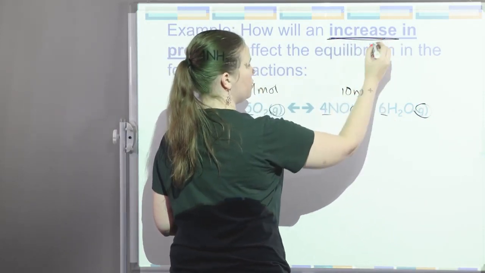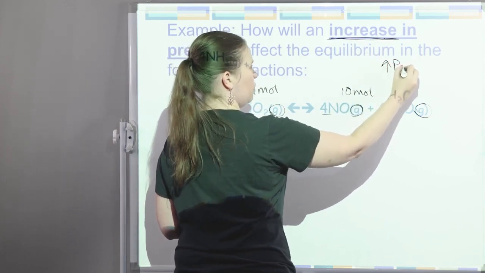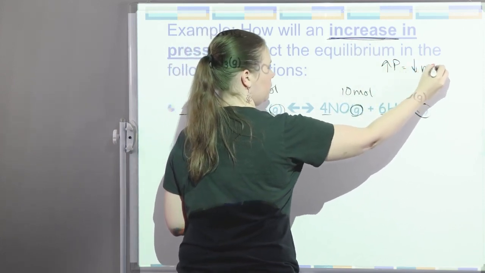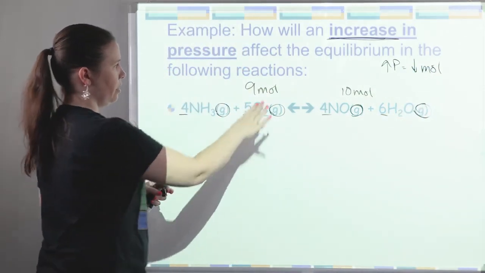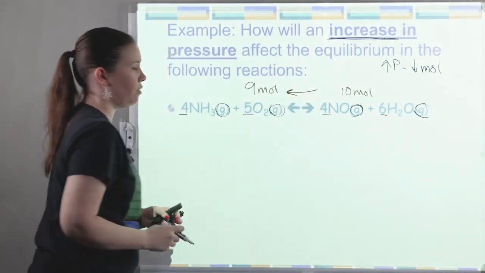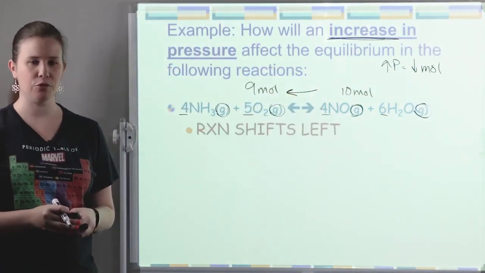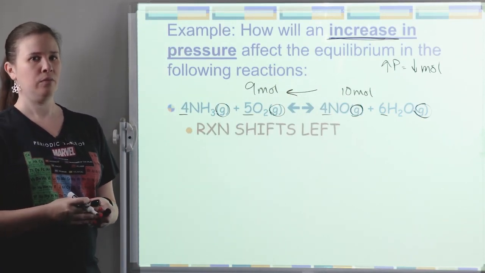If I'm increasing the pressure, then I want less moles. So which side has less moles? My reactants, and so I'm going to want that reverse reaction. I'm going to shift to the left.